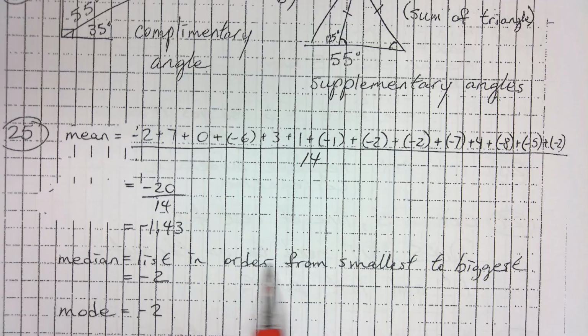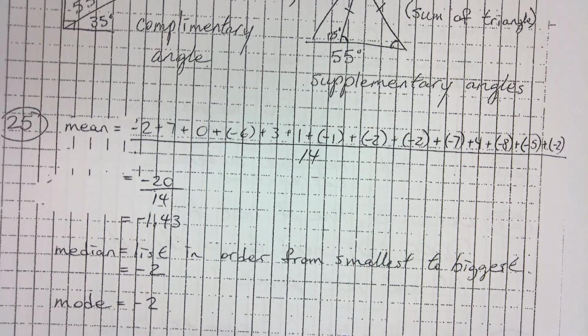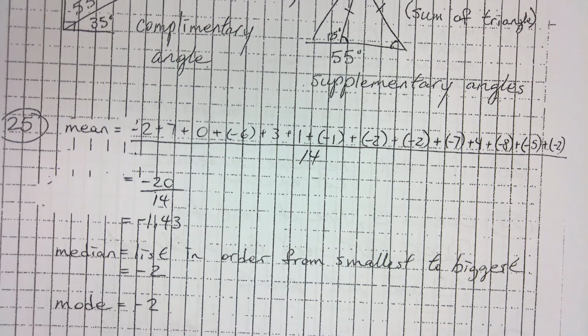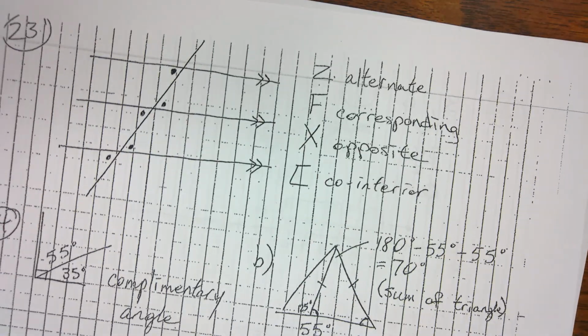Median, remember to list from smallest to biggest, not just a random list. And then it's the middle number, which is negative 2. Mode, which number came out the most, is the negative 2. So it's both the median and the mode. Okay. So if you see a mean, median, and mode question on the exam, it should be easy marks because you guys learned it in grade 8.